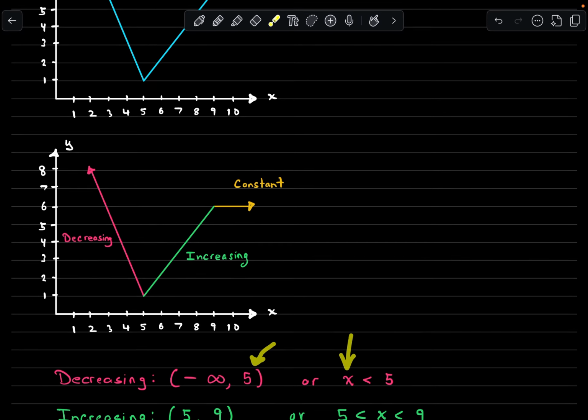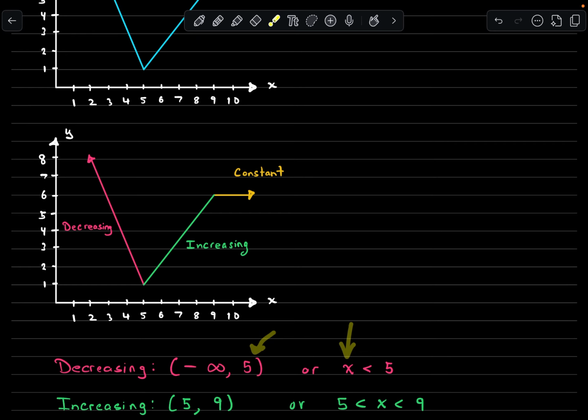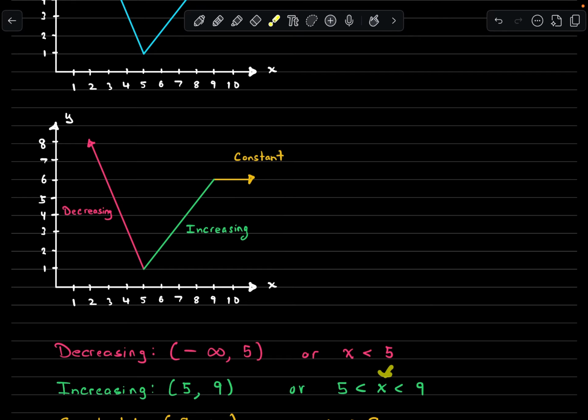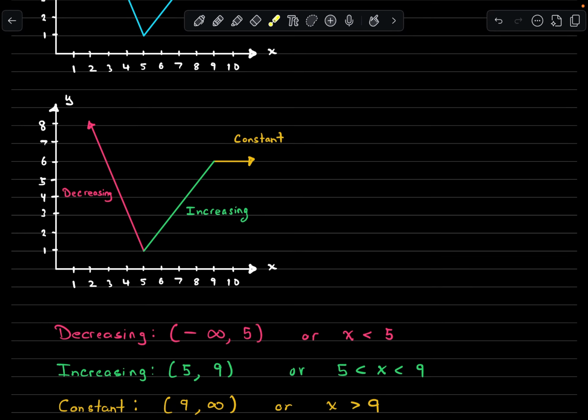So similarly, it's going to be increasing from 5 out to 9. And we're not, again, including either the 5 or the 9. So this is when x is between 5 and 9. And the same thing is going to be true for constant. We're not going to include that 9, that turnover point. We're just going to say from 9 to infinity, or x is greater than 9.